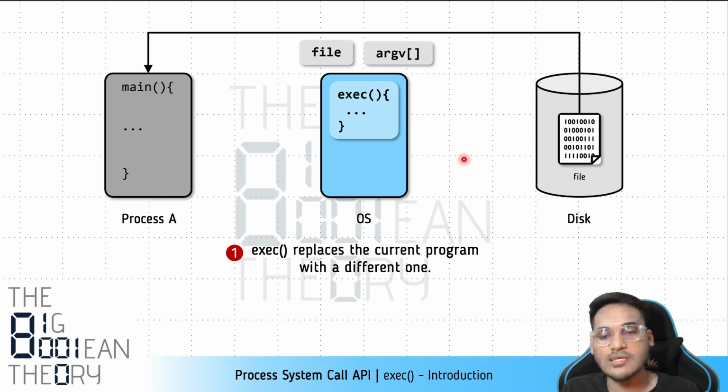So as you can see, the exec system call replaces the current program with a new one. The name of the file we have specified, the name of the binary file or the program that we want to execute. The exec routine searches for that file within the current directory. If it is not found in the current directory, it will also search in some other pre-configured directories as well.